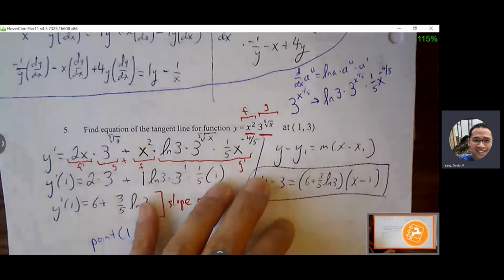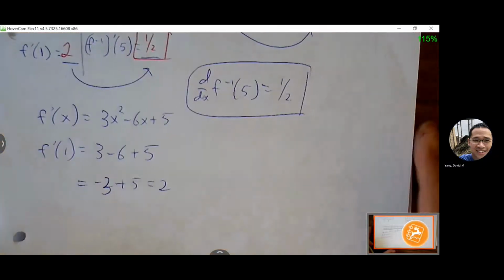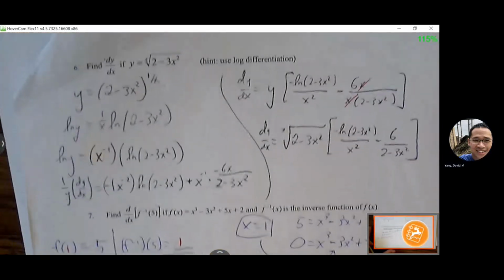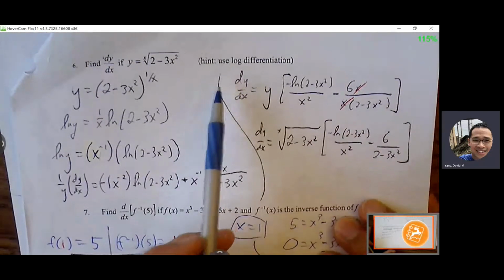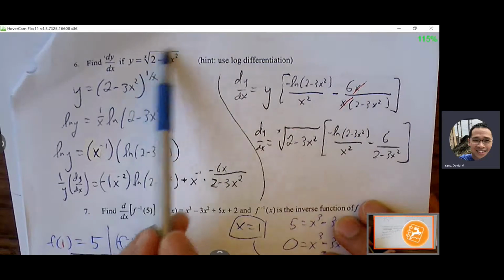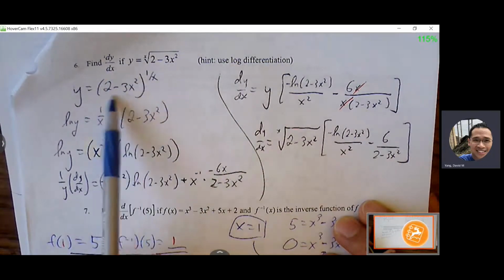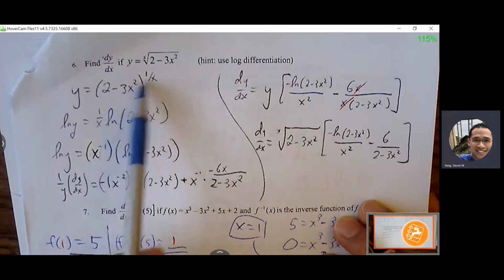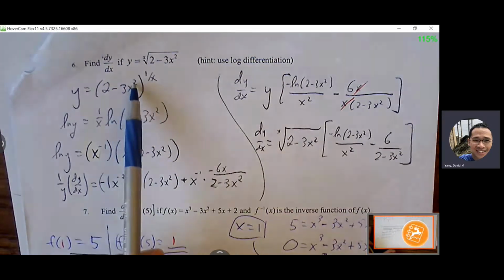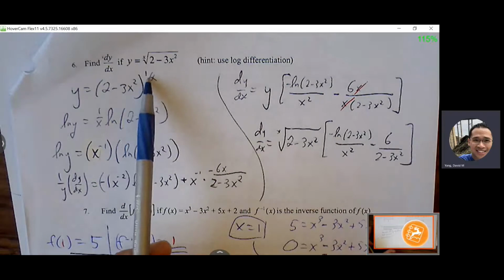Number 6. The hint is to use log differentiation. The reason why we need log differentiation is because after we rewrite this, we see that this is a variable expression raised to a variable expression. And variable raised to a variable, we don't have a rule for. So the best way we can handle it is to get it into a different form.